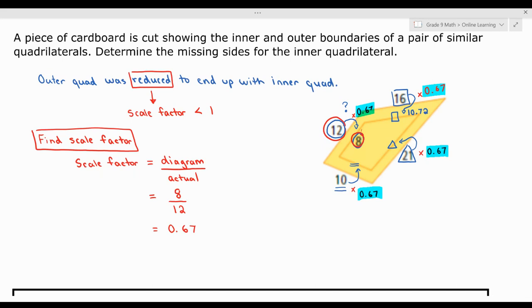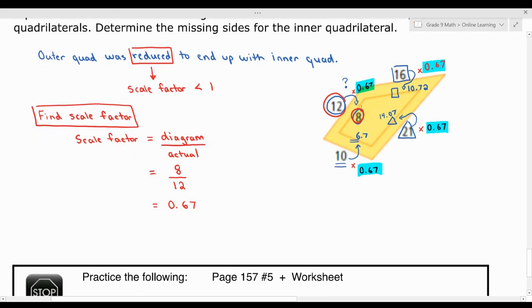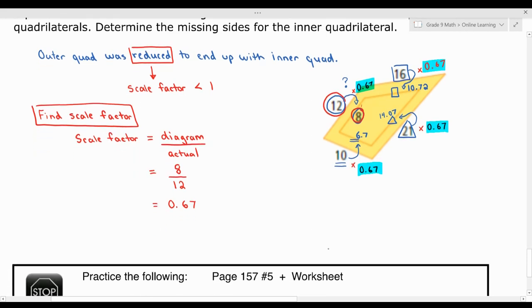Then I would go 21 times 0.67. So this one would actually be 14.07. And then 10 times 0.67 would be 6.7. So the diagram's getting kind of squishy there, but I'll just sort of redraw this. Not the best, but this would be 10.72. This is 14.07. This is 6.7. And this was the 8 that we started with initially.